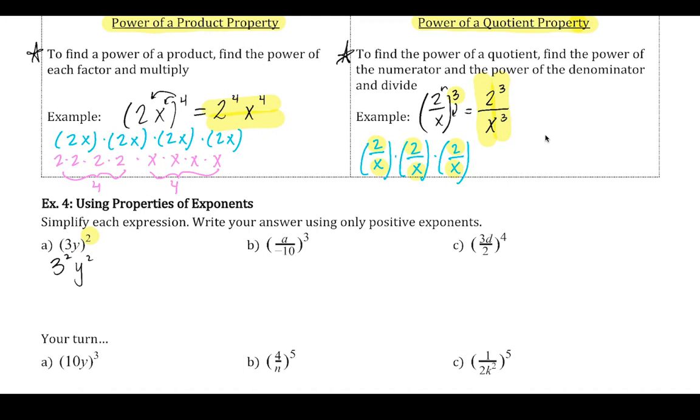And then if you're starting to get comfortable with the properties, you can simplify this one step further just by actually multiplying out the 3 squared. So 3 squared means 3 times 3. So altogether, that would be 9y squared.